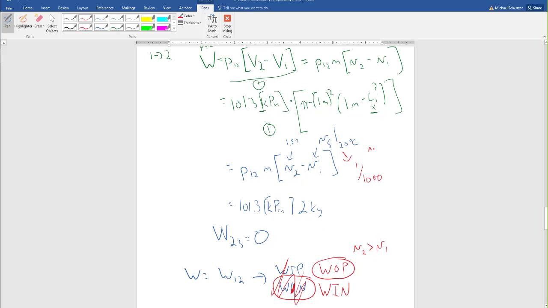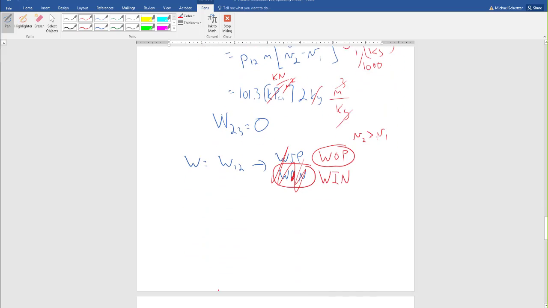My units here are meters cubed per kilogram, and this is going to be in kilograms. So then we're going to multiply by meters cubed per kilogram. Kilopascals is kilonewtons per meter squared. So the kilograms here cancel. We get kilonewton meters, which is kilojoules, which is what we expect for work. So the units here are going to work out.